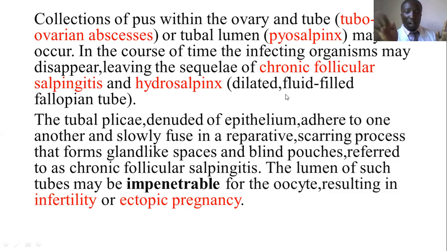Because the cilia have been lost by the infection, due to chronic inflammation, the egg is not pushed or propelled by those cilia because they are not there. The zygote that has been formed might still end up implanting within the tube, and that is how we end up with ectopic pregnancy. So now let's proceed.